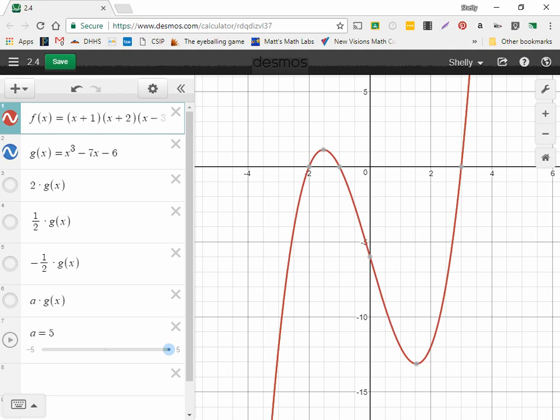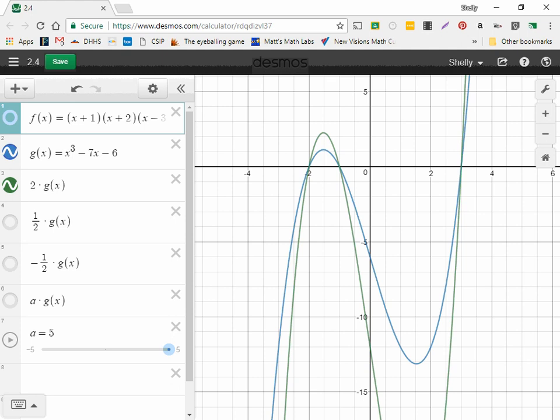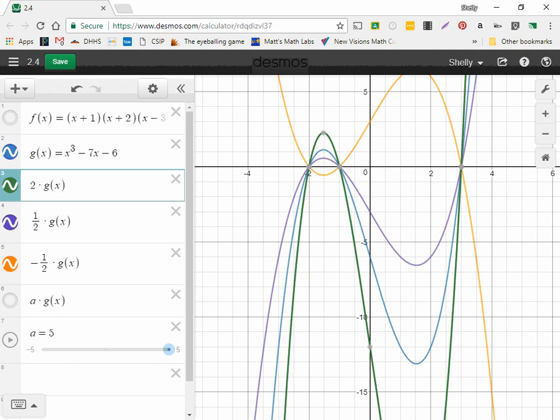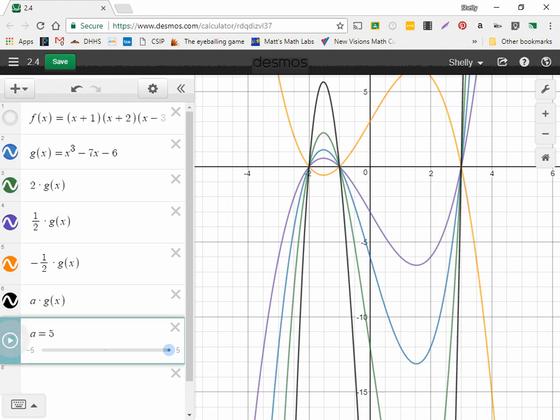Now, this function f of x is not the only function that has those intercepts. There are other functions. For example, this function also has those same zeros. It's just stretched by a factor of 2, but it has exactly the same x-intercepts. We could multiply it by a half and have those same x-intercepts. We could reflect it. So there's actually an entire family of functions that has those intercepts.